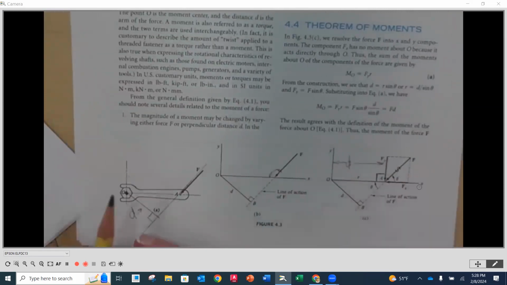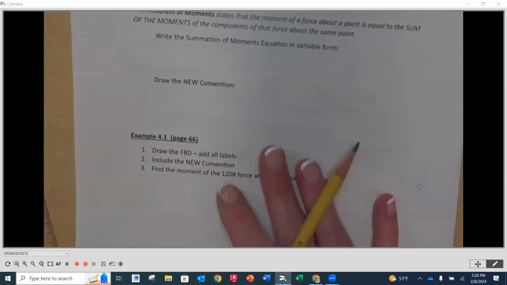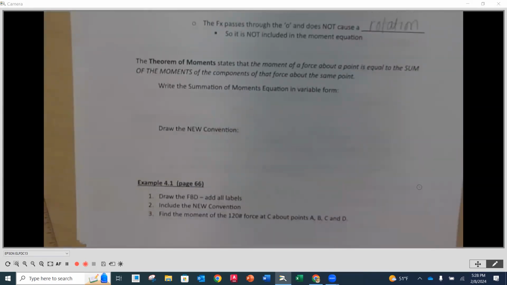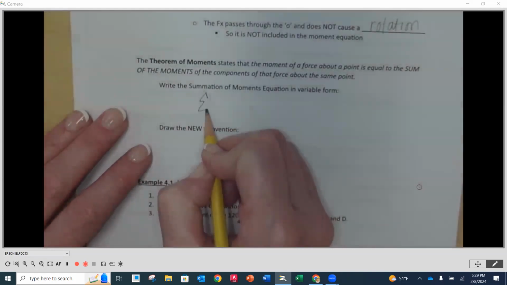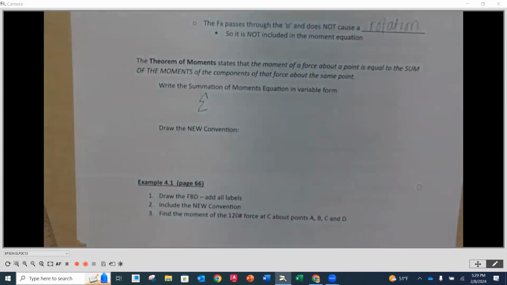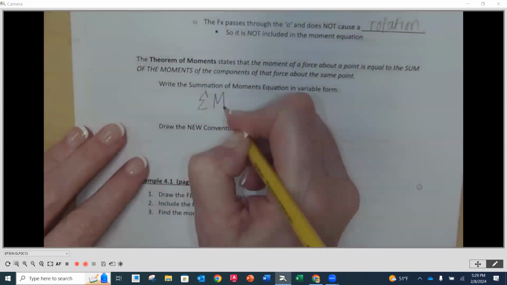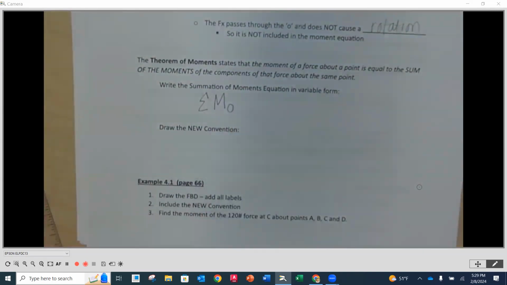See that? So we already discussed the theorem of moments, but let's restate it. It states that the moment of a force about a point is equal to the sum of the moments. Again, there can be more than one force causing rotation about a point, and many times there are, of the components of the force about that same point. To write this, we are going to use the summation symbol, just like we did for some of the forces. We're going to say capital M, and this little subscript, I'm going to use 0 for right now. It's just going to be the reference to the point that we're going to be summing around.